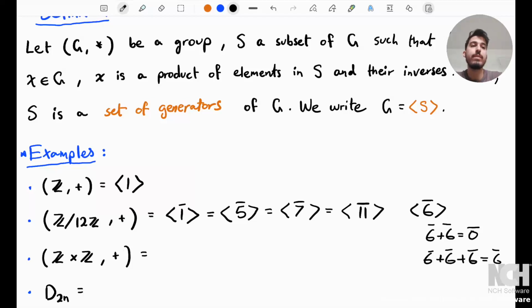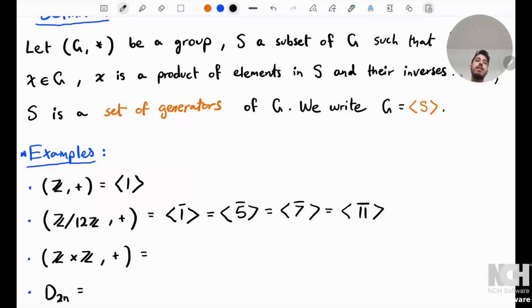Because 6 and 12 are not co-prime, they share a common divisor. So this is very important to determine the set of generators in a finite group like this.